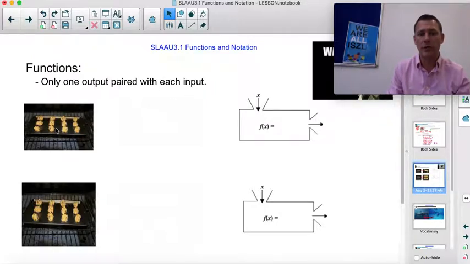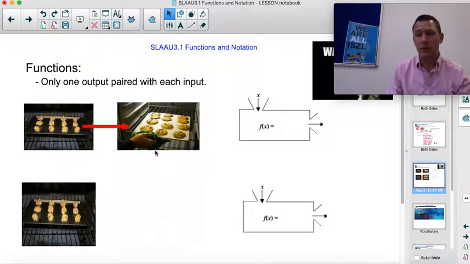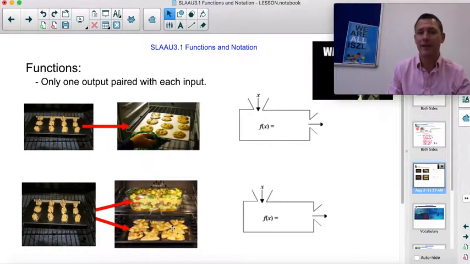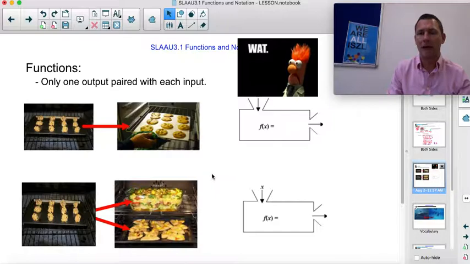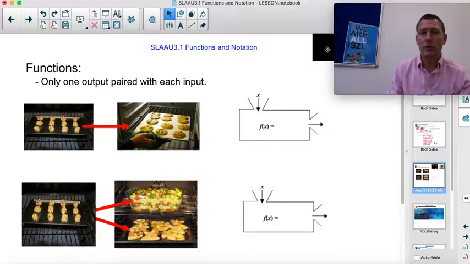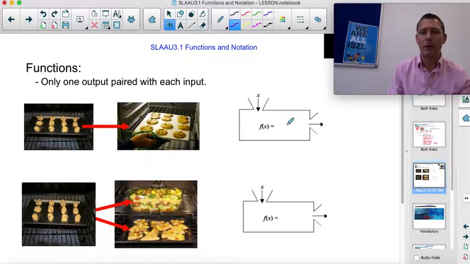If you put cookies into your oven, it should make you cookies when what comes out, right? If you put cookies into your oven and you get two different things out, that's bad, right? So we think about these as function machines that are doing the same thing over and over again, and you only get one value out.